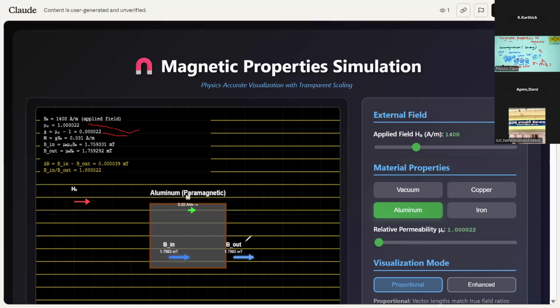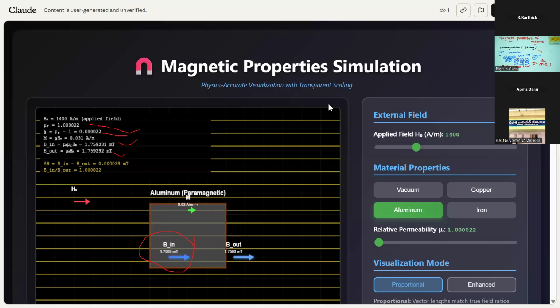So M aligns with the external field H naught. The total field inside is slightly stronger than the outside. So here also you can see 59331, which is slightly larger than the outside field, for the aluminum, a paramagnetic material.